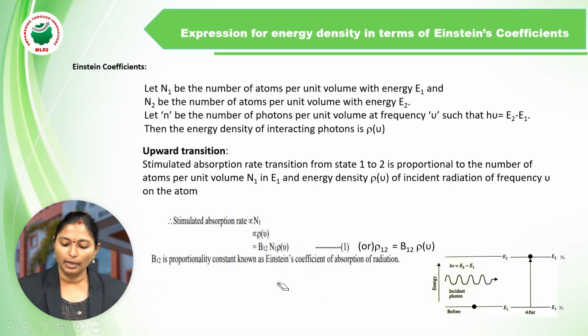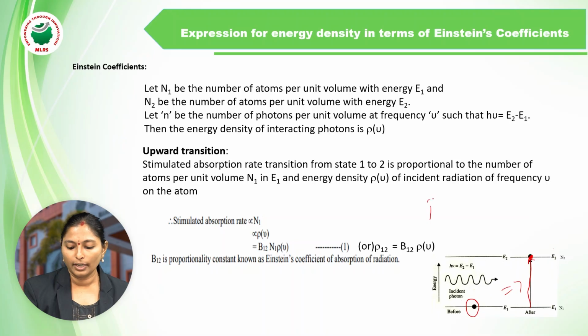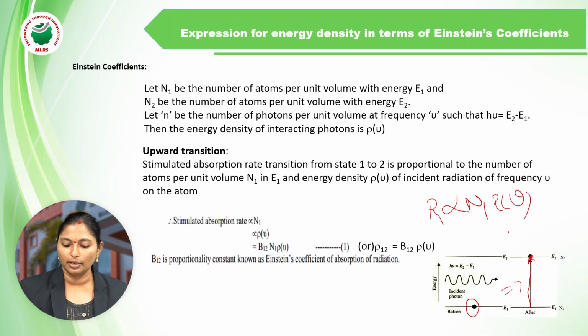If some energy is incident on the atoms in the ground state, some of the atoms absorb this energy and start to move from the ground state to the excited state. So the rate of absorption depends on, for example, R1, the rate of the stimulated absorption. It is proportional to the number of atoms in the ground state and also depends upon the energy density. If you take off this proportionality, we get a constant value.